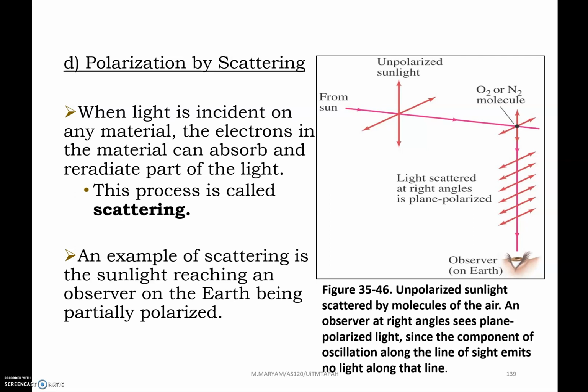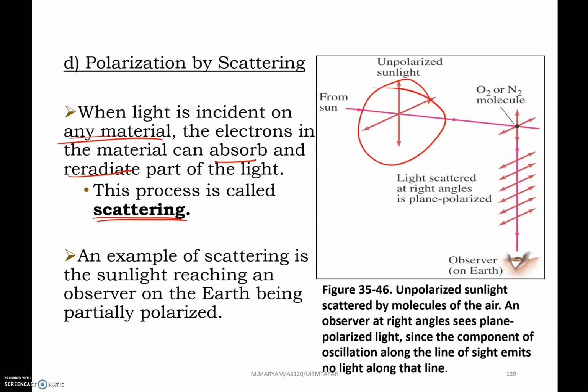Okay, so when light is incident on any material, the electrons in the material can absorb and re-radiate part of the light. This process is called scattering. So how does this work? In air we have oxygen, nitrogen and other particles. These particles act as the polarizer. Light will pass through them and it will be polarized. So I'll give you an easy example: the scattering of sunlight reaching an observer on Earth. Depending on where you stand or where you view the light from, it is actually different. Why? Let's look at this example.